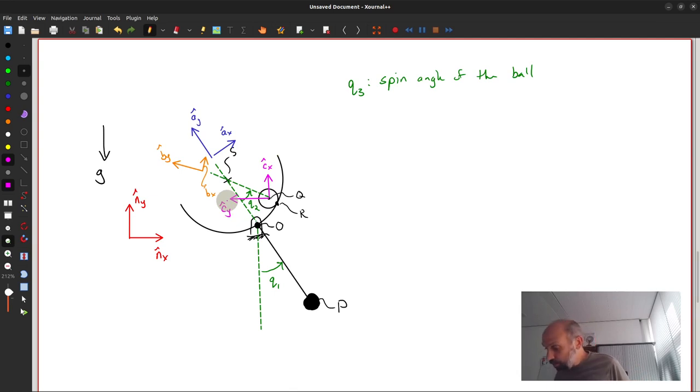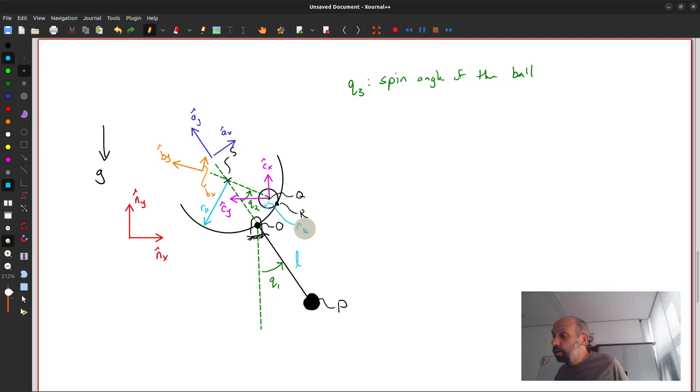We need a few dimensions also. Let me use one more color. I used them all, no. So the length of the pendulum here is going to be L. And we need a radius of the trough. I'm going to call that RP. We need a radius of the ball. Call that RB.